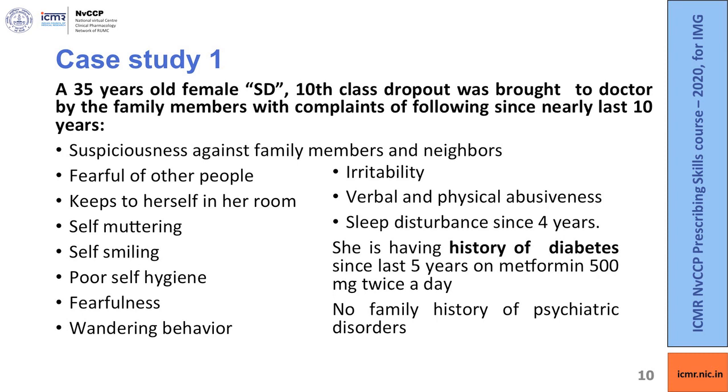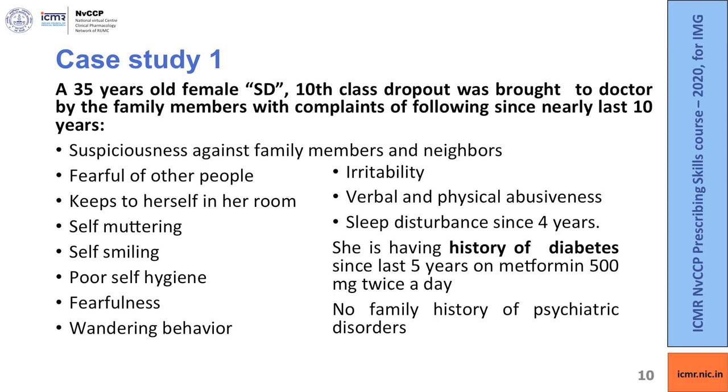She has suspiciousness against family members and neighbors. She is fearful of people, keeps herself to the room, has self-muttering, self-smiling, poor hygiene and has wandering behavior. She is irritable and has verbal and physical abusiveness even when she presented to you in the OPD. She complains of sleep disturbances for the last 4 years.